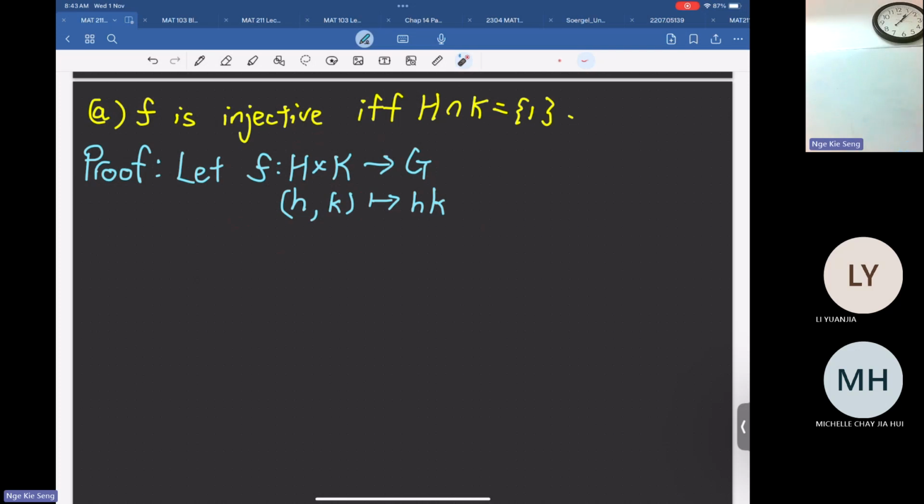So which direction should we try first? Left to right or right to left? Left to right. Okay, let's do left to right. Left to right says: if F is injective, then the intersection is 1. Any strategy you want to use? Kernel? What do you mean by kernel?